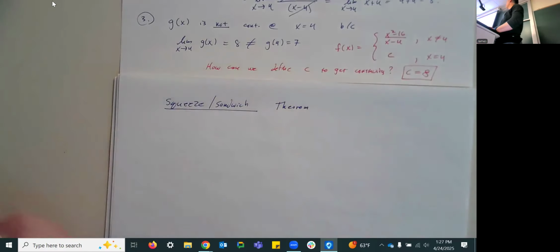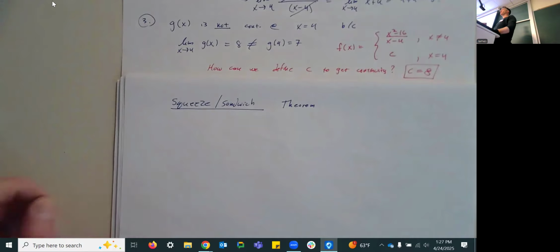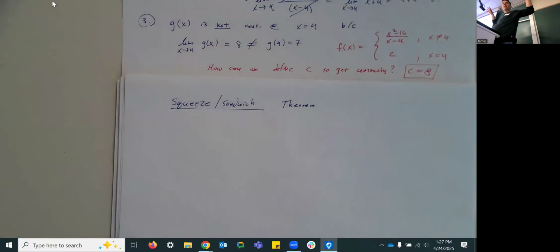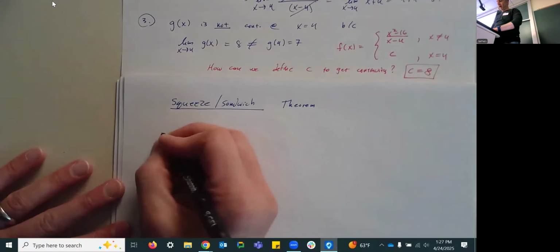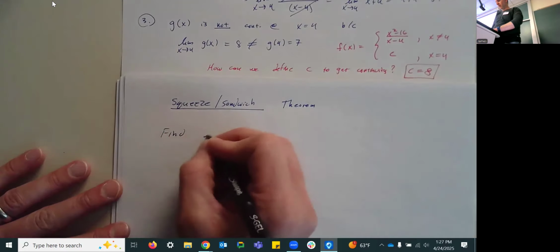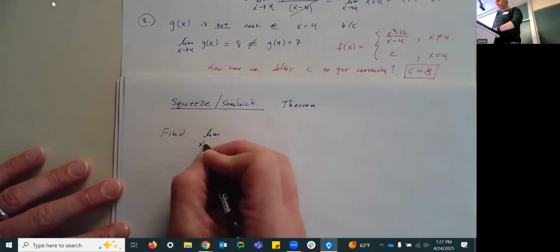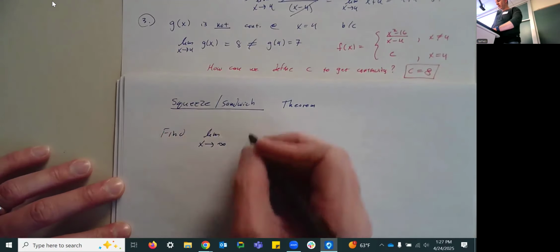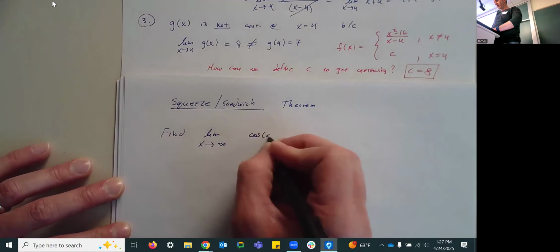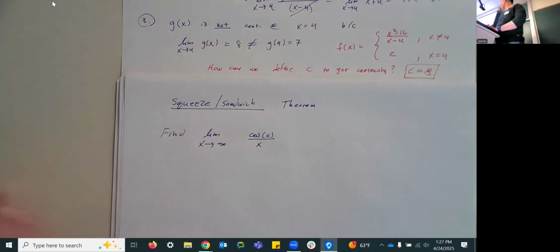So the squeeze theorem or the sandwich theorem is a way of evaluating the limit by saying it has to be between 2 other things. So here's a very classic example. We want to find the limit as x approaches infinity of cosine of x divided by x. But the problem is, if you look at just cosine, it does this forever and ever and ever, no matter how far to the right you go.